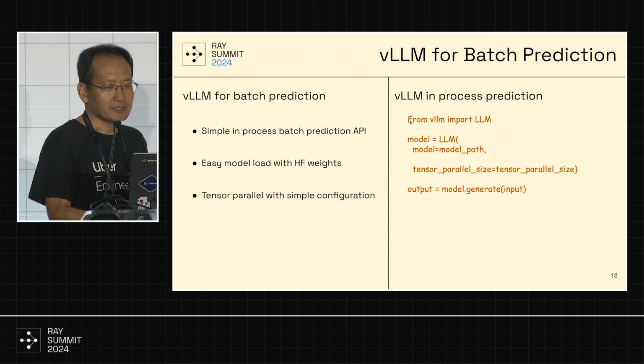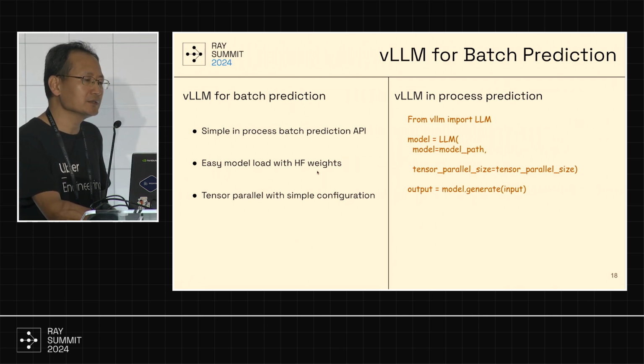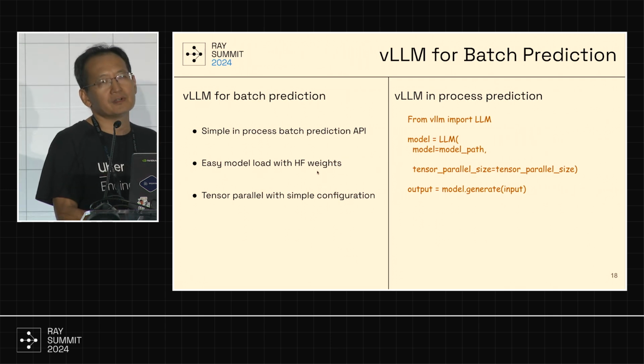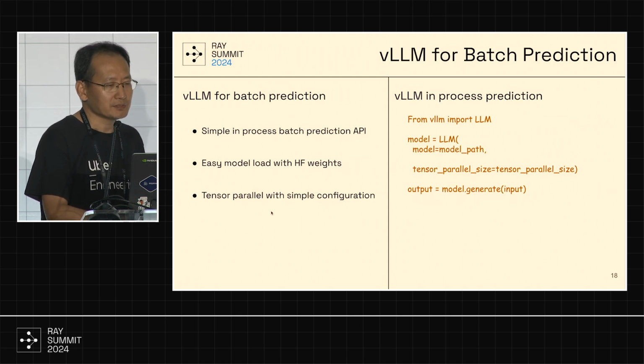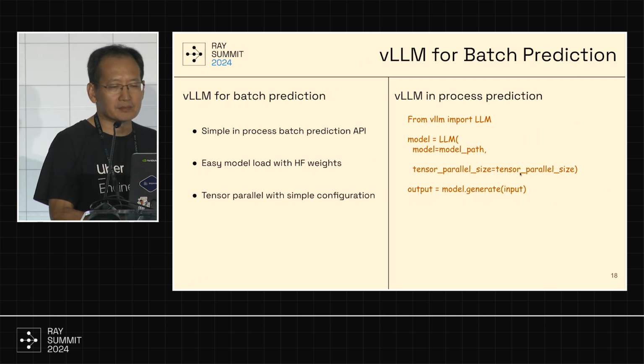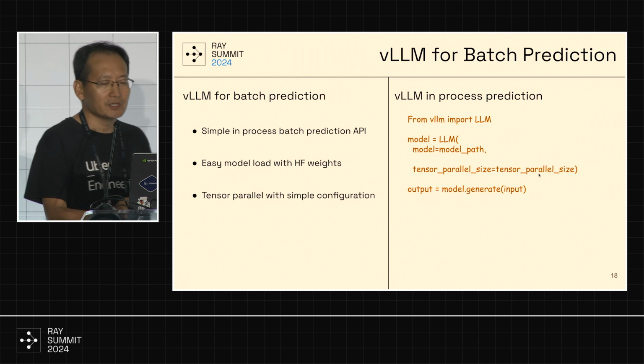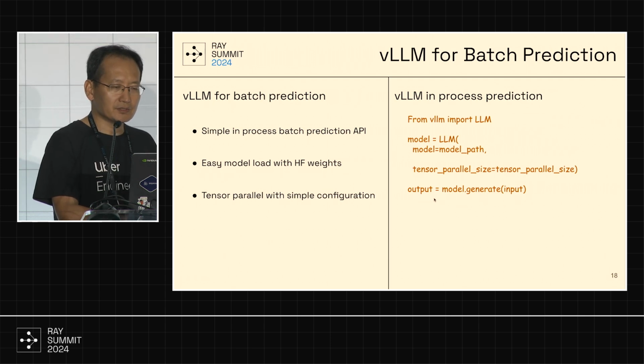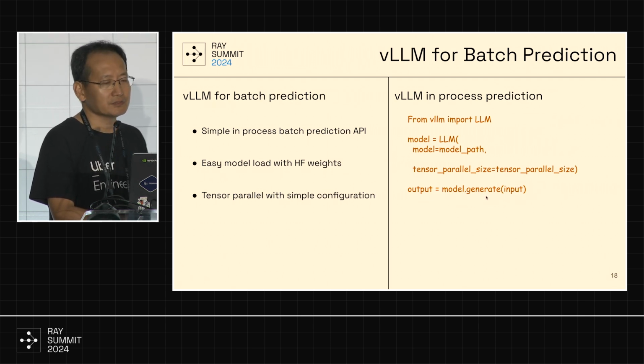So here we are showing the API. Basically, it's a simple in-process batch prediction API. It's very easy to load the model. You can download the model from Hugging Face and just point the path to it. Then you can load the model. For tensor parallelism, there is a simple configuration. Just specify the tensor parallel size to tell how many GPUs you need to use. It will find the GPUs and load the model. It's pretty efficient, memory-wise and everything. Then you can use this simple API for, for example, text generation.